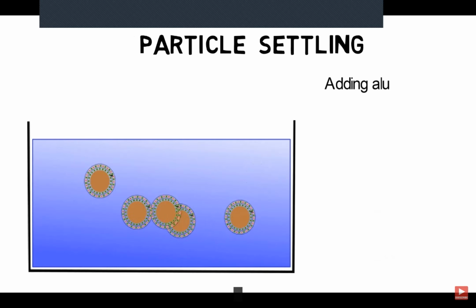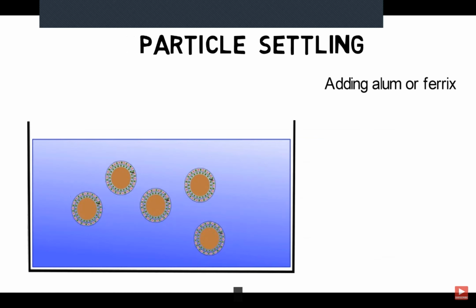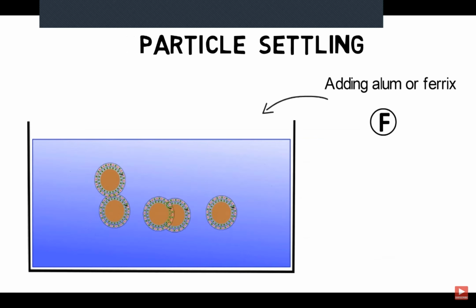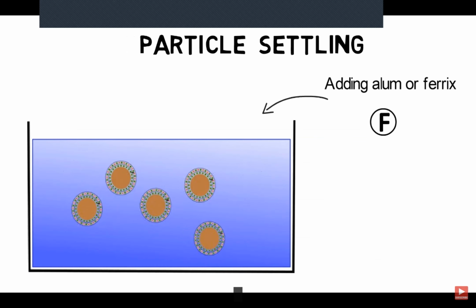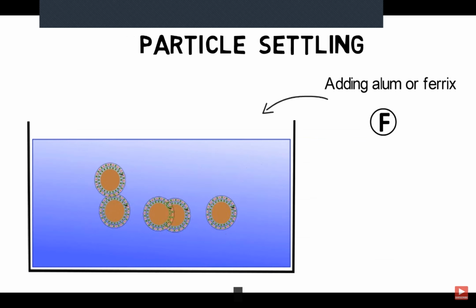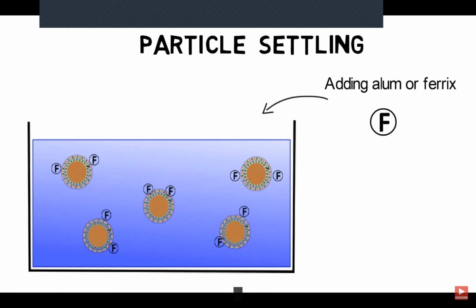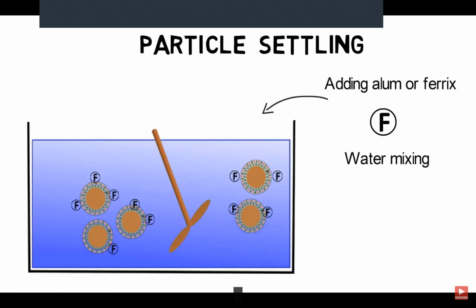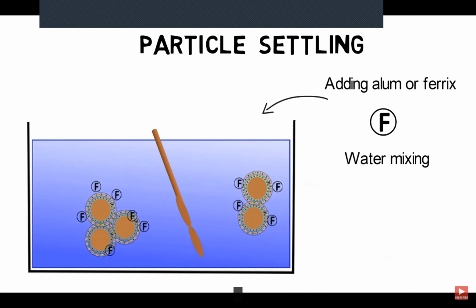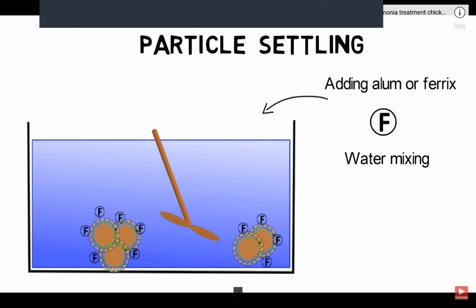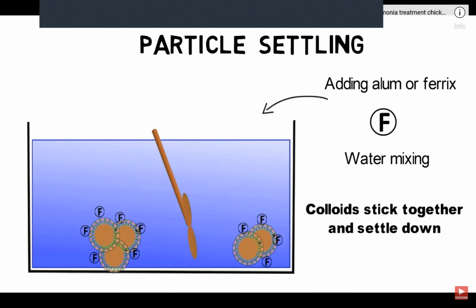To overcome this behavior and to clump colloids together for particle settling, flocculants are used. Typically used flocculants for particle settling are alum and ferrics. Alum and ferrics are ideal as flocculants because they form a high number of ions when they get in contact with water. These ions will bind together with the colloids and neutralize repulsive forces. Mixing the water allows the colloids to stick together to form bigger flocks and settle down to the tank bottom.